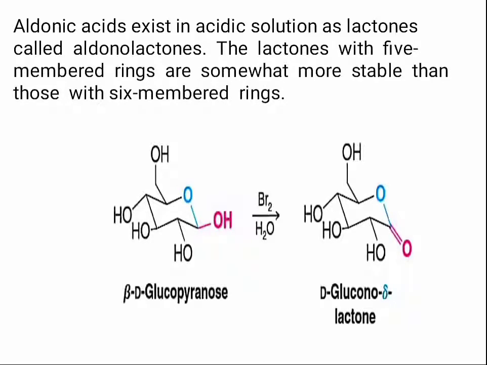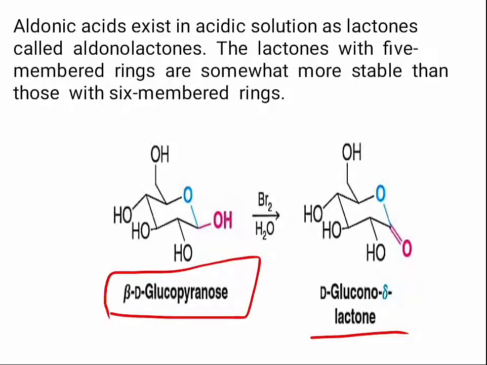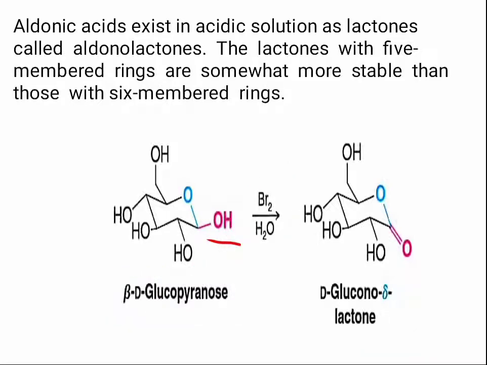Aldonic acids exist in acidic solution as lactones called aldonolactones. The lactones with 5-membered rings are somewhat more stable than those with 6-membered rings. So this is the D-glucono-delta-lactone. This is the beta-D-glucopyranose structure, and you are adding bromine water. So this OH group will be oxidized into this C=O group. Now this is the structure of a lactone, O-C=O.